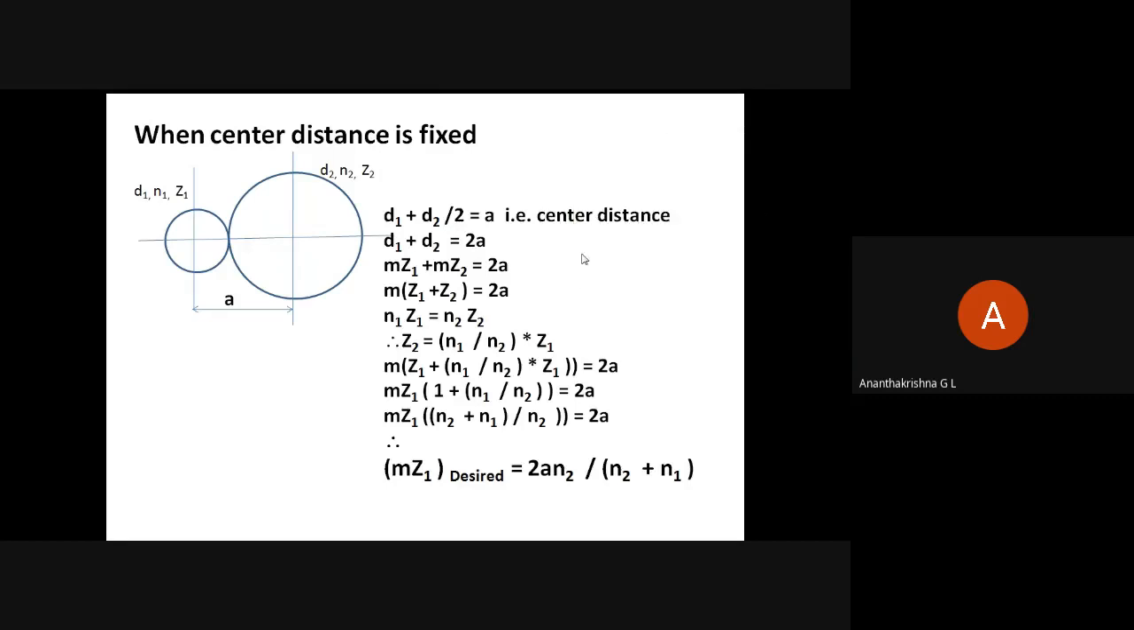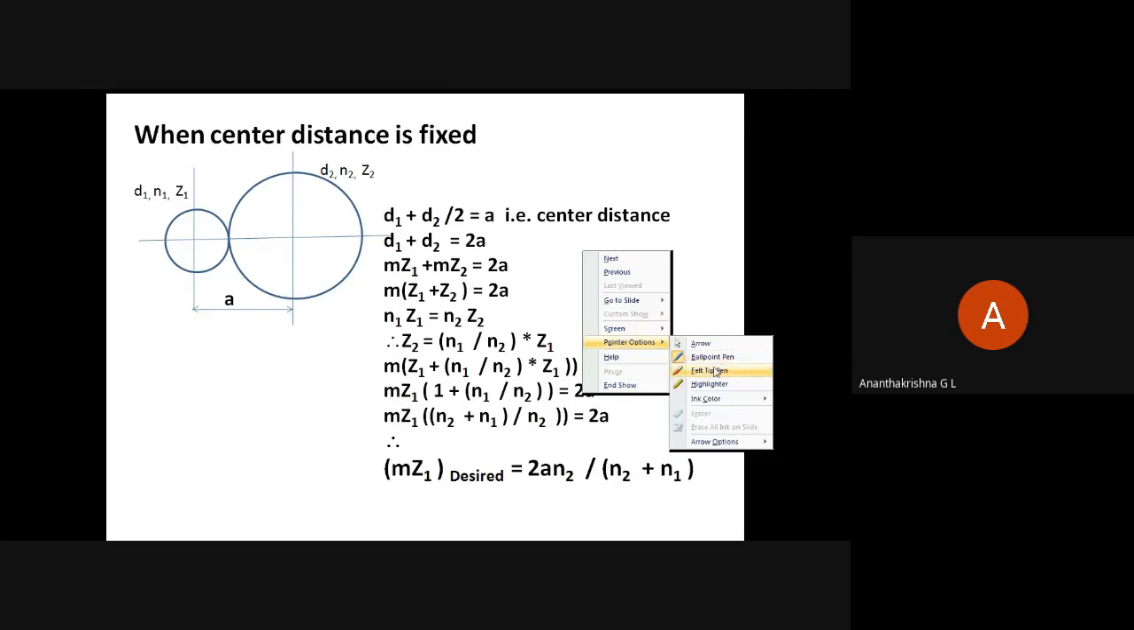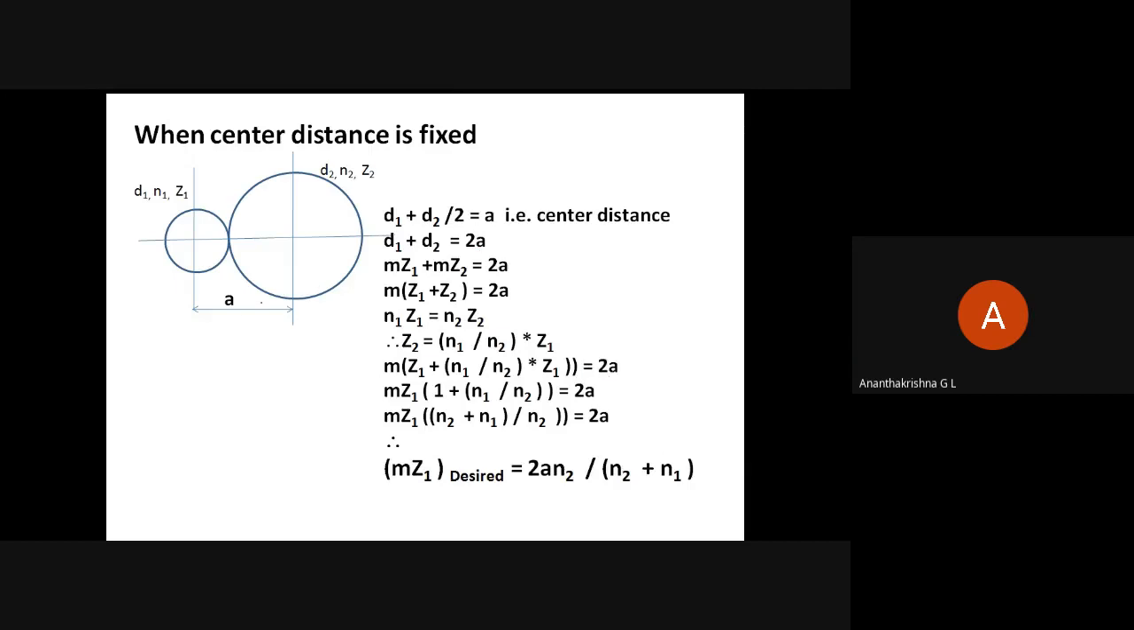So here we have A as the center distance. A is given by (D1 plus D2) by 2. So I cross multiply this 2 and I get D1 plus D2 is equal to 2A. And we know D1 is equal to MZ1 and D2 is equal to MZ2. Take M as common factor, so what we get is M(Z1 plus Z2) is equal to 2A.